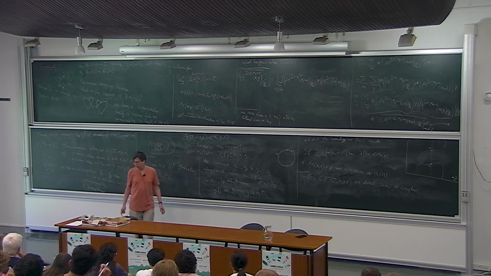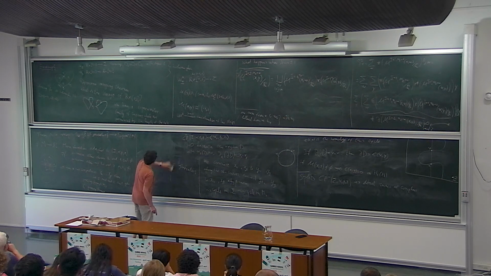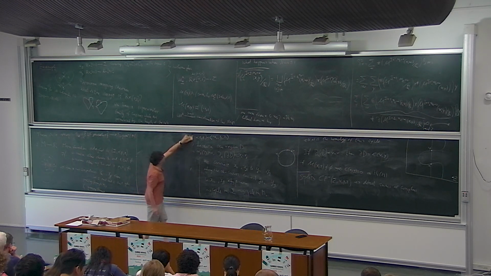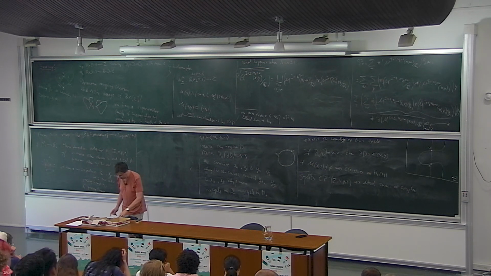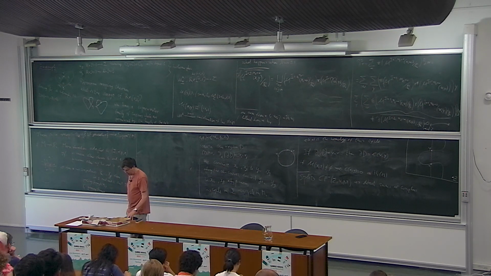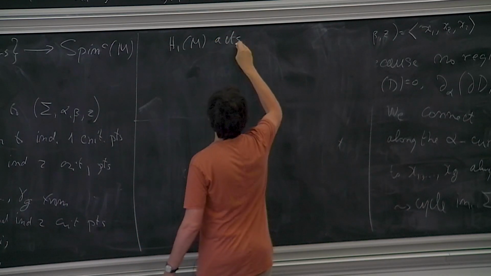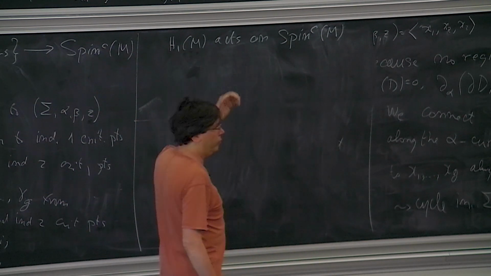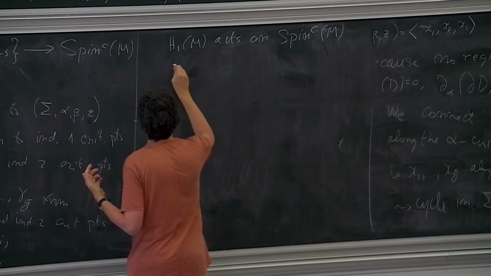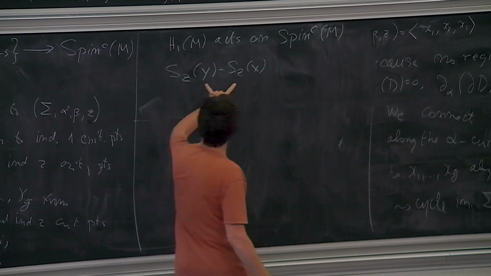I will only say one property of this spin-C structure that justifies introducing them: if you have spin-C structures, H^1 acts on them, and the action is free and transitive. That allows us to make sense of Sz of y minus Sz of x, or in general, to make sense of the difference between two spin-C structures.